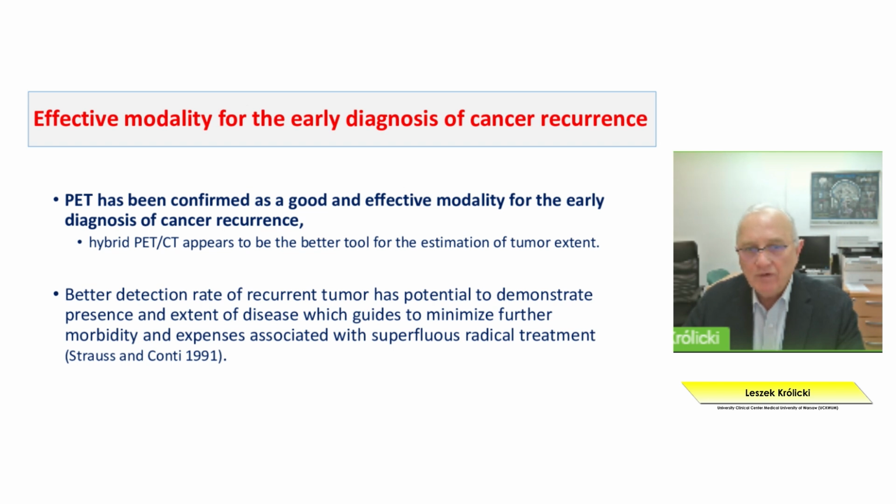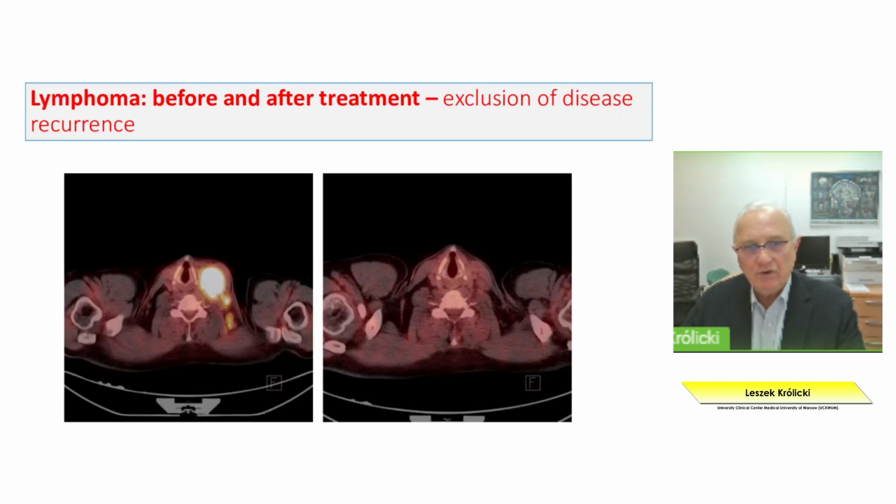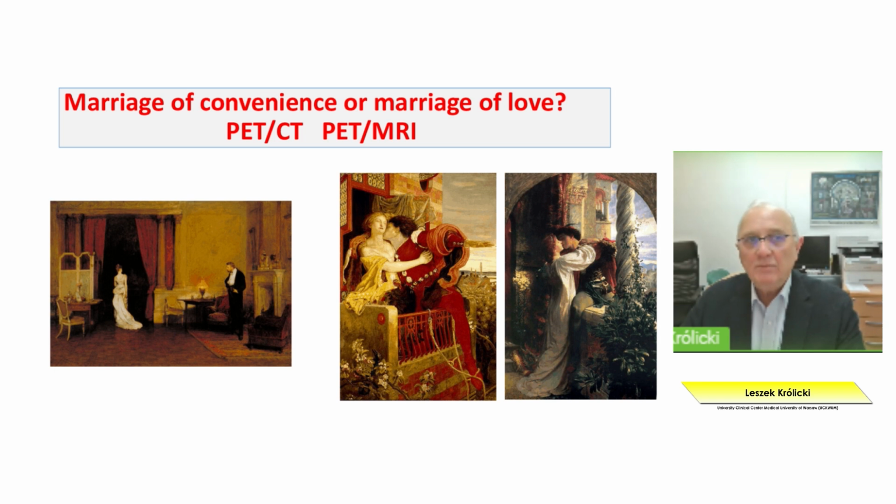So you can see here that we can really save a lot, not only in terms of money, but also in terms of pharmaceuticals applied. So these are examples of recurrence of the cancer. PET MRI was a huge challenge.